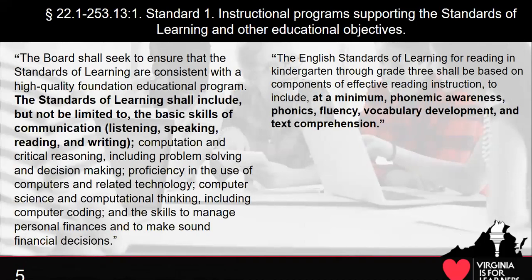This piece discusses the standards of learning and what the standards of learning should include, and that they should include but not be limited to the basic skills of communication, listening, speaking, reading, and writing. So when you think about our standards of learning, especially our new 2017 English standards, they really are geared toward this idea of critical thinking and communication, that we're all working towards this common goal. And then that in grades K through 3, at minimum, phonemic awareness, phonics, fluency, vocabulary development, and text comprehension. So thinking about, again, adding 4 and 5 to that piece, how does that fit in when we think about multisyllabic words and the meaningful parts of words? We still want students fluent with those pieces and knowing how those words work together.